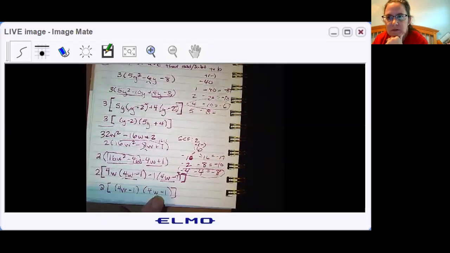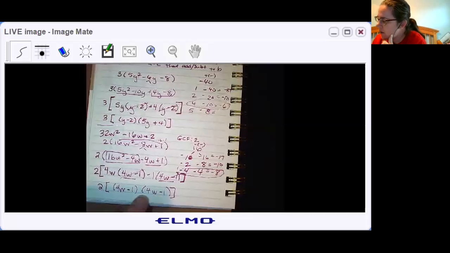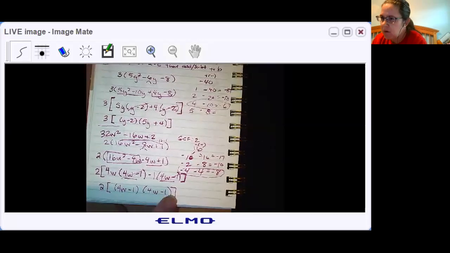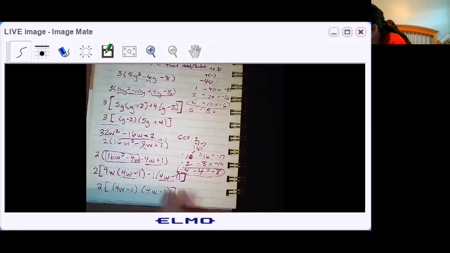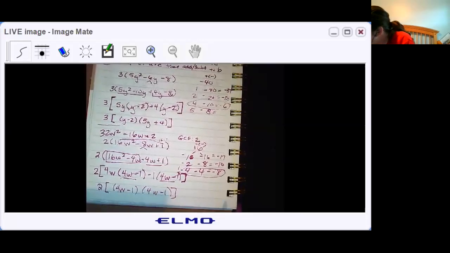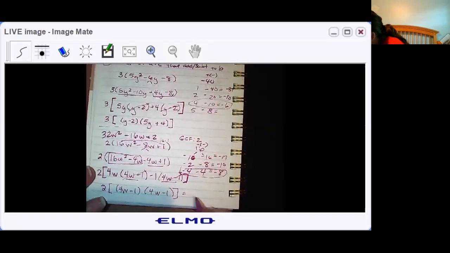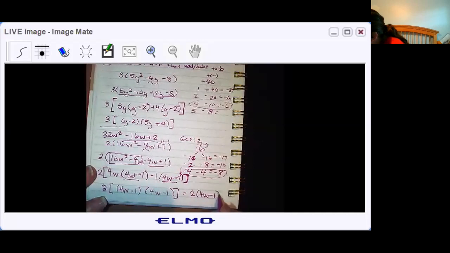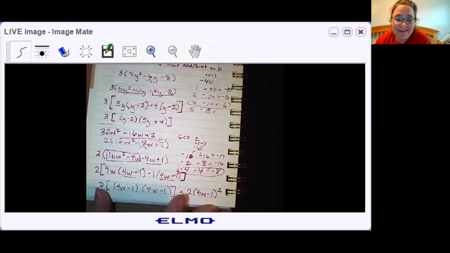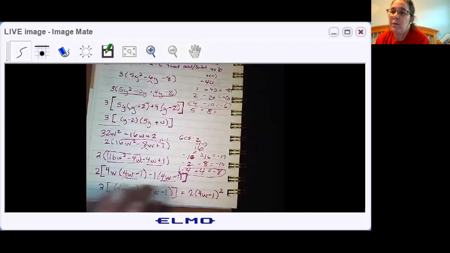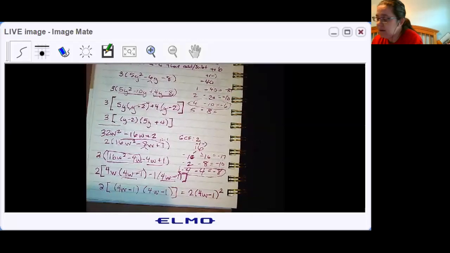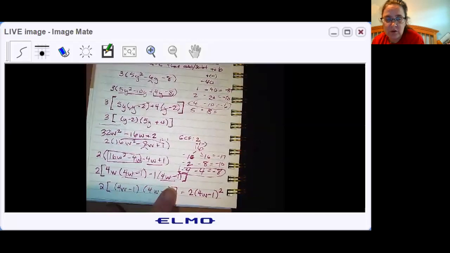If I was looking at this on a multiple choice test or something, are they going to have it like this? Or if we're on our SOL test and it asks you to type out your answer, are they going to have it like this? Or are they going to acknowledge the fact that these two are exactly the same and rewrite it as 2 times the quantity, 4w minus 1 squared? You could see it either way. The most mathematically correct way to write it is this one, because you're acknowledging that you have 2 of the same thing.